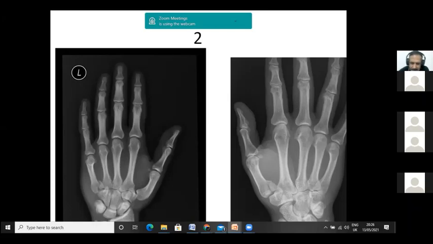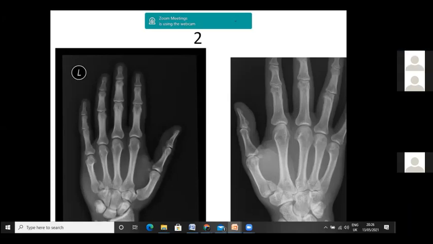Okay. So the basic principle is that you do it in the direction of the pull. If it is an abductor pollicis, you further abduct it. And if it is an extensor which is attached, you further extend it.